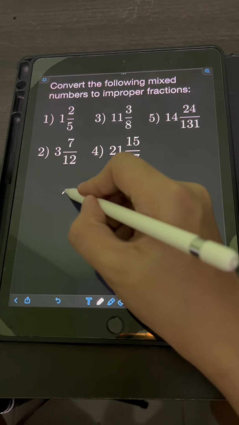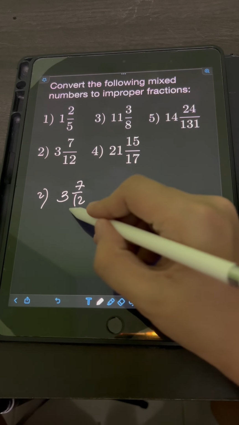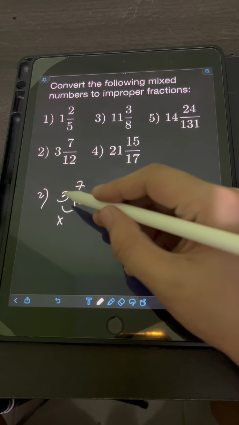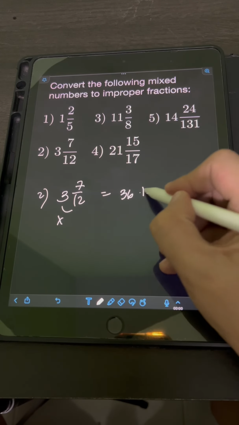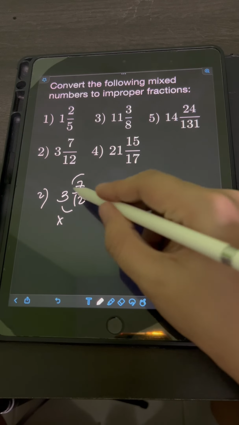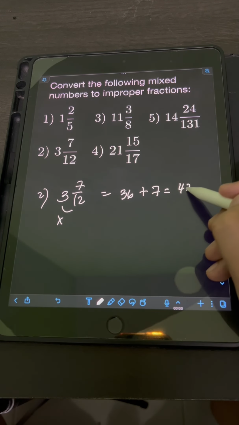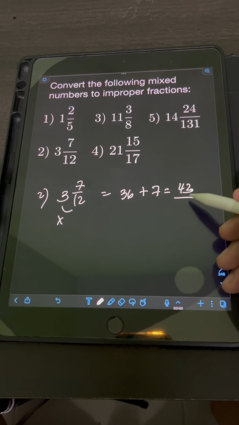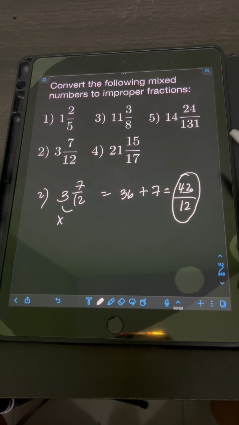For number 2, we have 3 and 7 over 12. So again, let's multiply the denominator by the whole number. So 12 times 3, which is 36. Then add the product to the numerator 7. So we have 36 plus 7 or 43. And then copy the same denominator of 12. So therefore, the improper fraction is equal to 43 over 12.